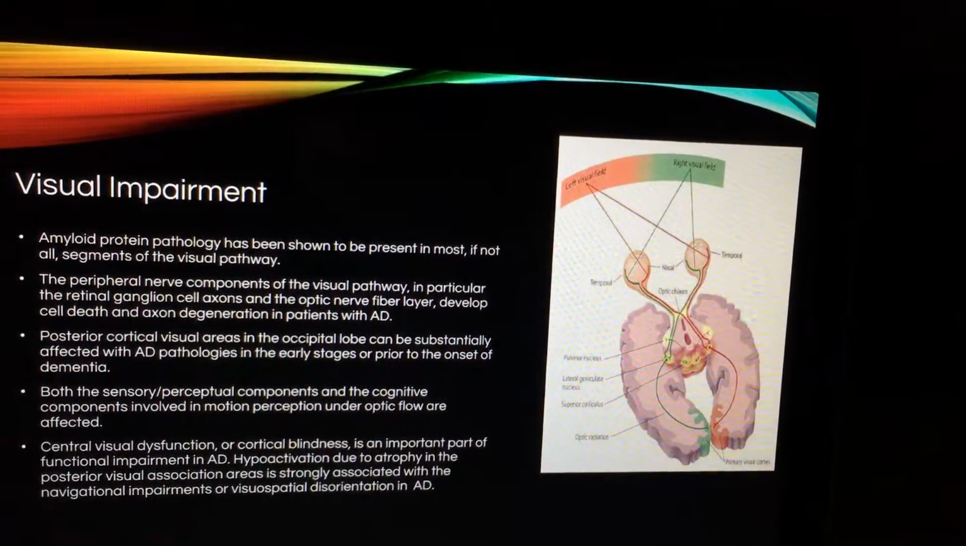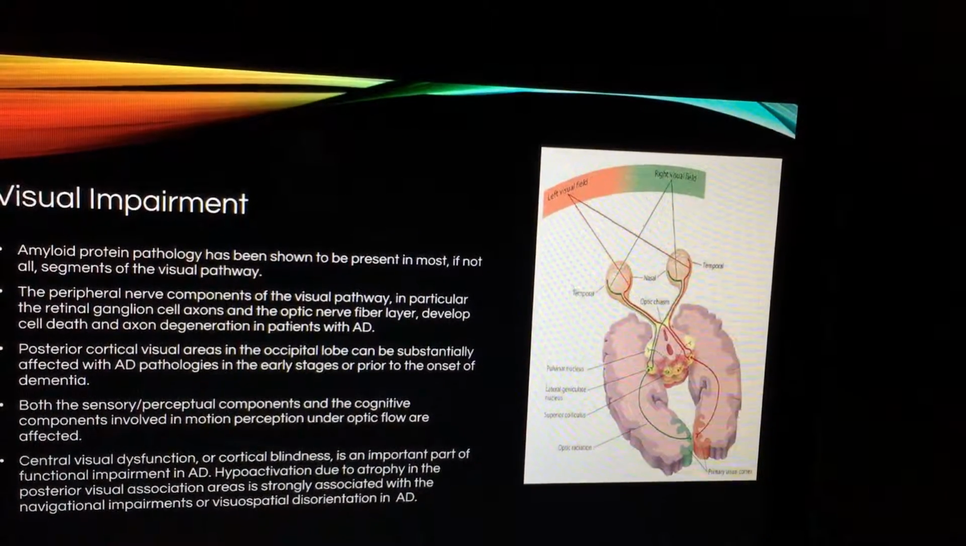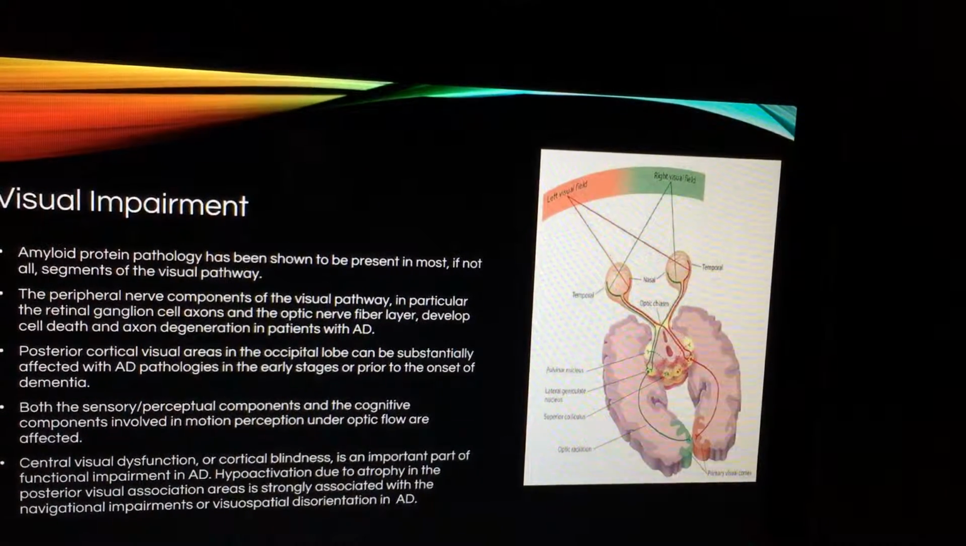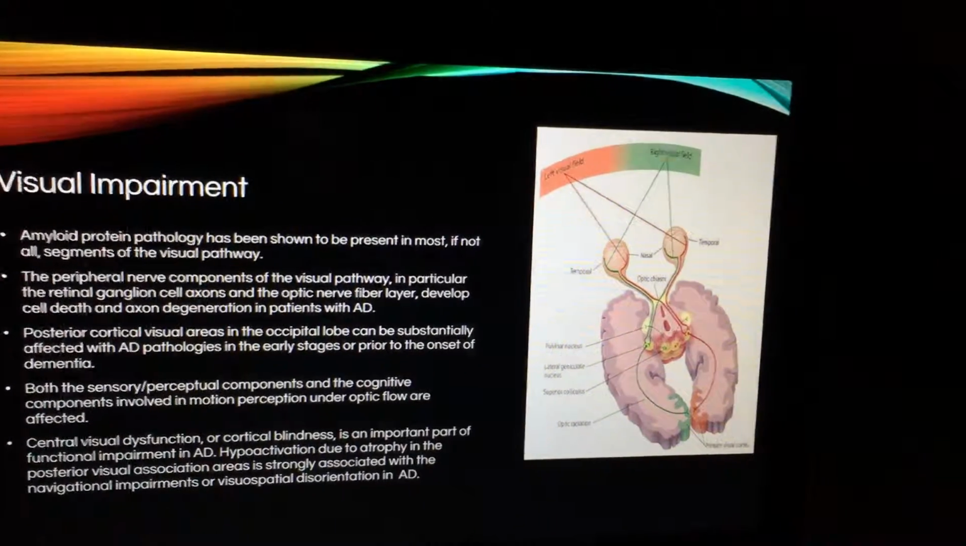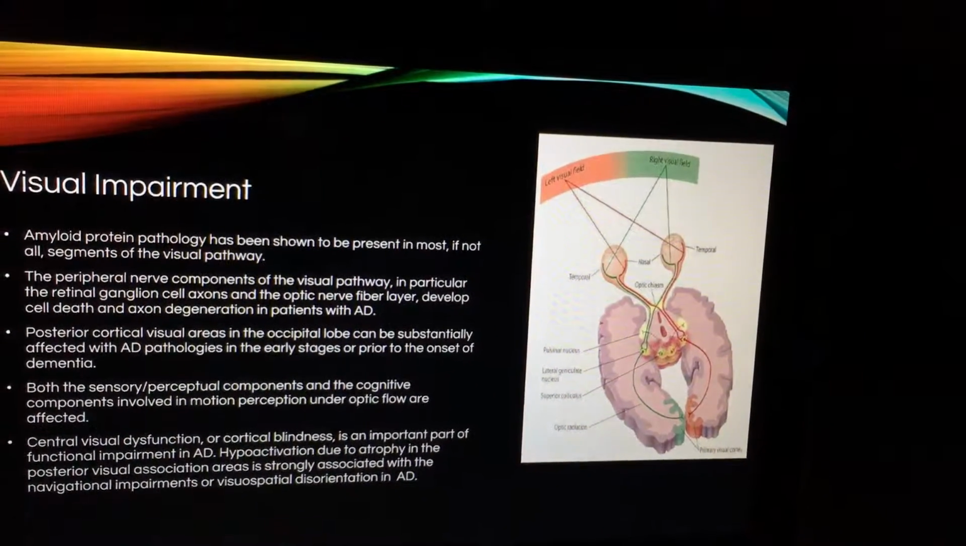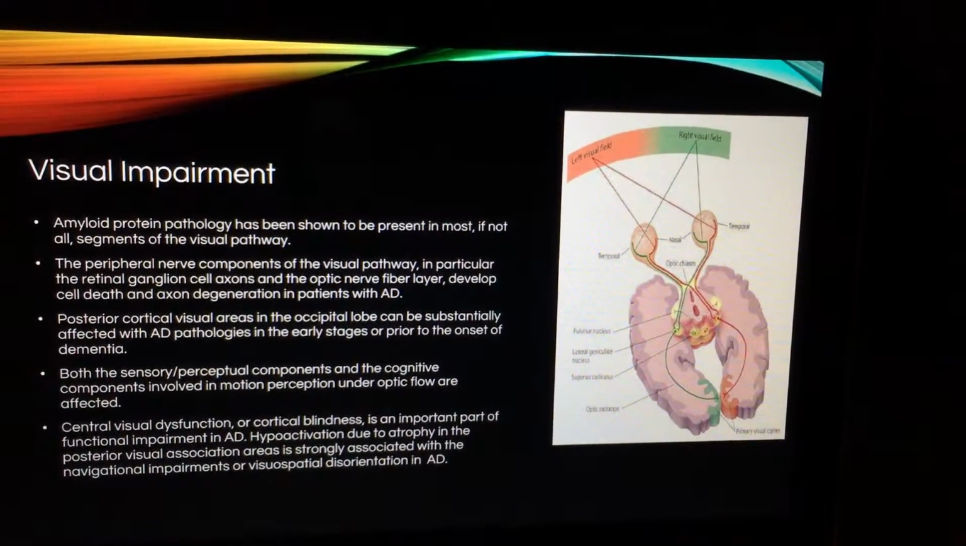Hypoactivation due to atrophy in the posterior visual association areas is strongly associated with the navigational impairment or visual spatial disorientation in Alzheimer's disorder.